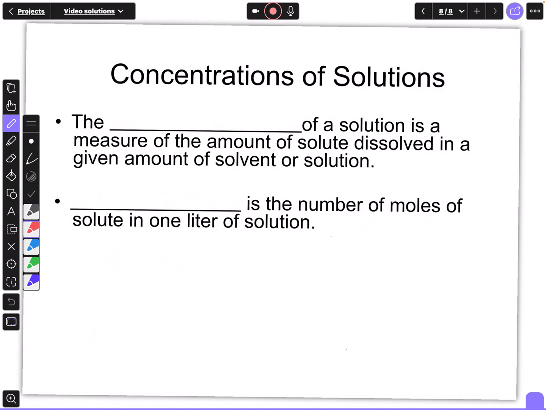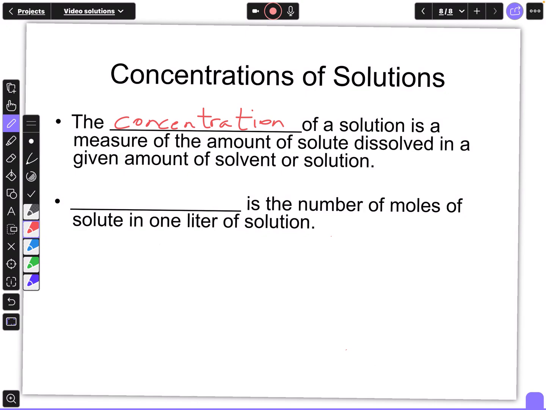Now, concentrations of solutions. The concentration of a solution is a measurement of the amount of solid dissolved in a given amount of solvent or solution. It's a measure of how concentrated something is. The more concentrated it is, the higher the concentration number, something we measure in something called molarity. The less concentrated it is, you could dilute it with water.